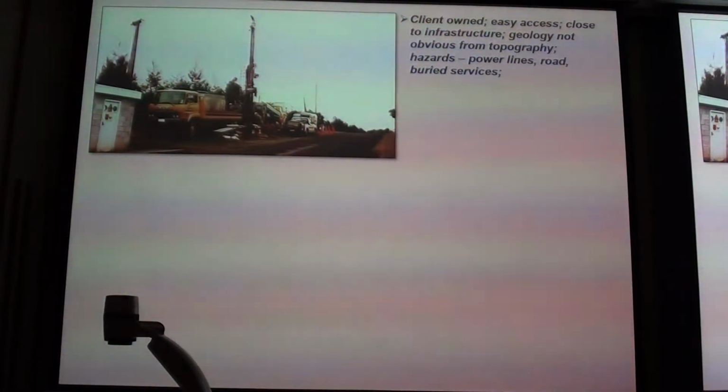In this case, it's client-owned, easy access, close to infrastructure. Geology not obvious from the topography. It was a bit of a tricky one. It's all flat land, so everything we encountered was pretty much new, and we were lucky enough, I guess, that we had some useful water. Hazards here: power lines, road, and various services. So there you've got a whole lot of things all together, some good, some bad.